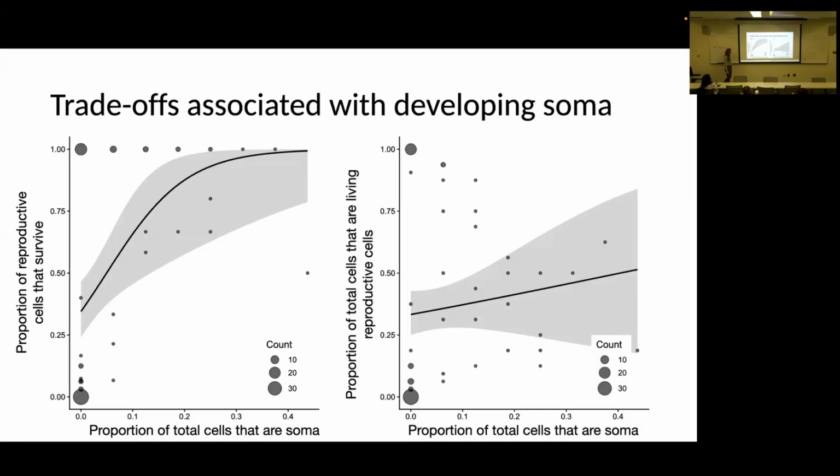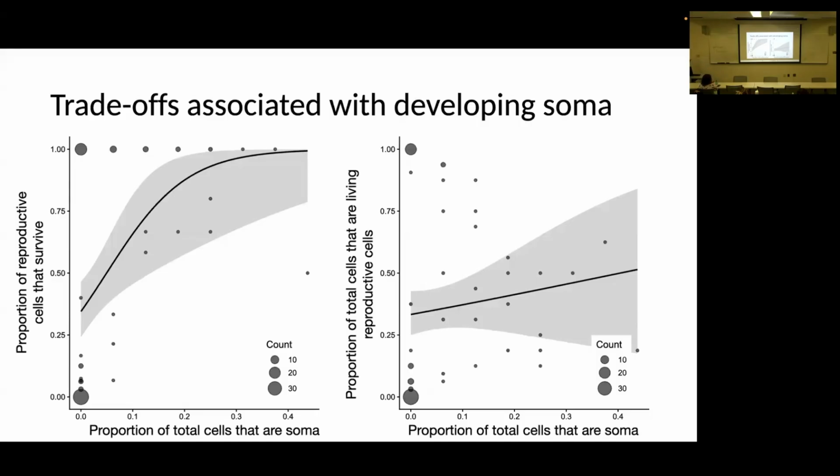There are important trade-offs here. So first, when you're developing somatic cells, you're automatically going to have fewer reproductive cells because cells can either be somatic or reproductive. So the more somatic cells you have, yes, your reproductive cells are more likely to survive, but you're going to have fewer of them. So it doesn't translate to overall significant fitness benefits. Additionally, the highest fitness is present in colonies that have no somatic cells. And colonies that have no somatic cells tend to have either the highest fitness or the lowest fitness.